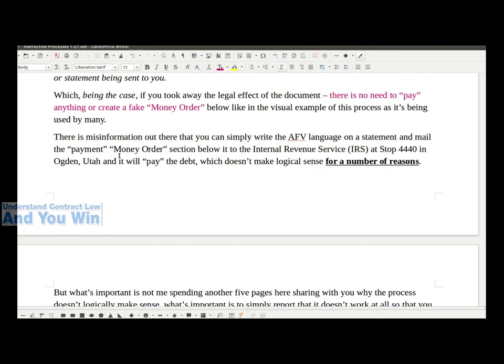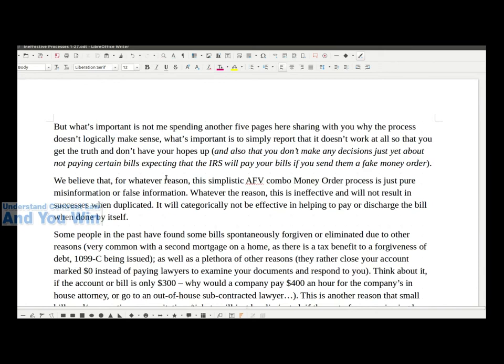But what's important is not me spending another 5 pages here sharing with you why the process doesn't logically make sense. What's important is to simply report that it doesn't work at all, so that you get the truth and don't have to get your hopes up, and also that you don't make any decisions just yet about not paying certain bills and expecting that the IRS will pay your bills if you send them a fake money order.